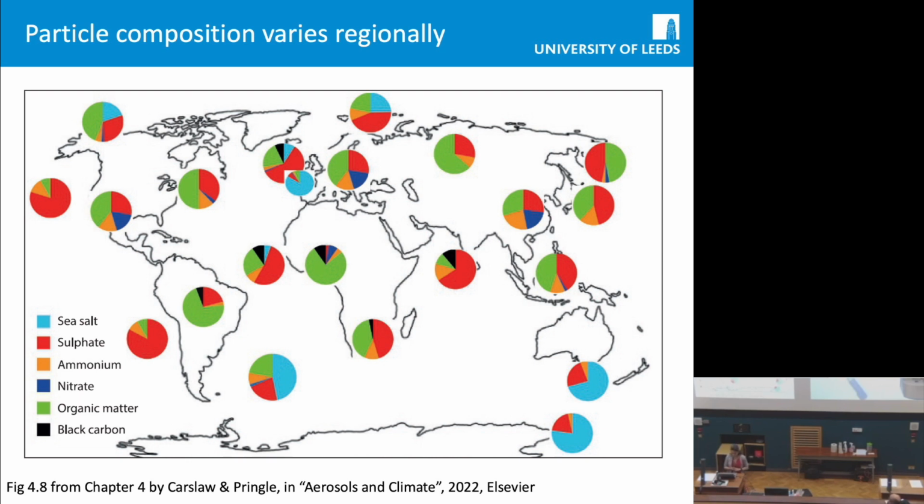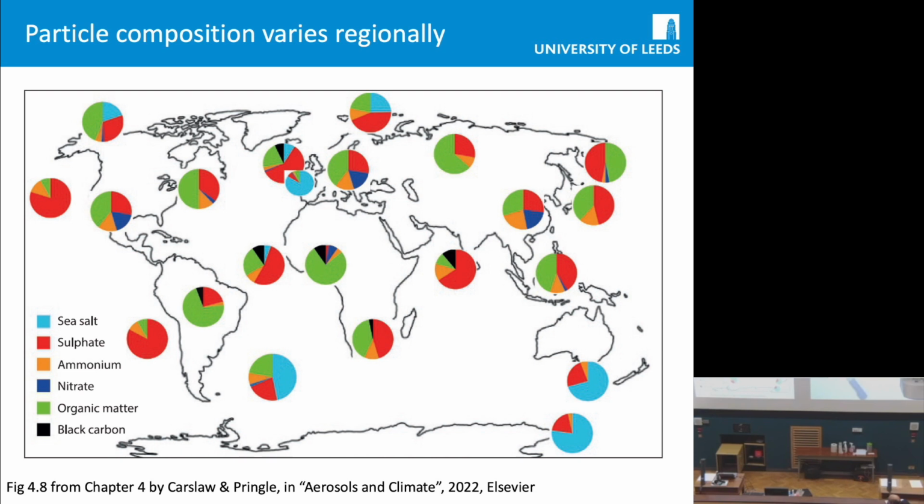So this map is showing us that essentially wherever you are in the world, the aerosol particles there are made up of lots of different components. The main ones we've got are sulfate in red. You can see there's lots of places where sulfate makes up the biggest chunk. Another important one is organic matter in green. Again, lots of locations where organic matter is the dominant contributor. Over the oceans, you tend to see more of this light blue contribution from sea salt.